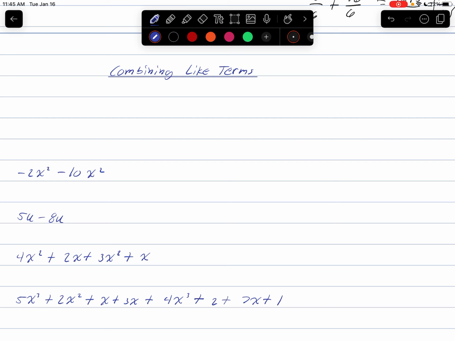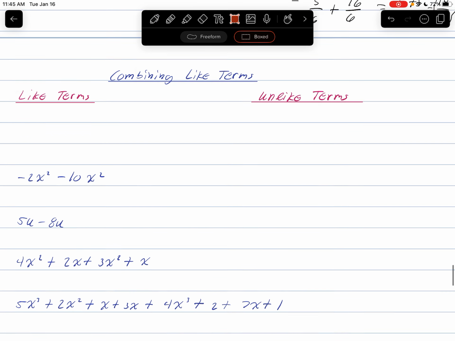So now let's talk about combining like terms. I think maybe the easiest way to start this off is to just give some examples of like terms and some examples of unlike terms. Okay. So some like terms, what we're looking for here is that the two terms will have identical variable parts.